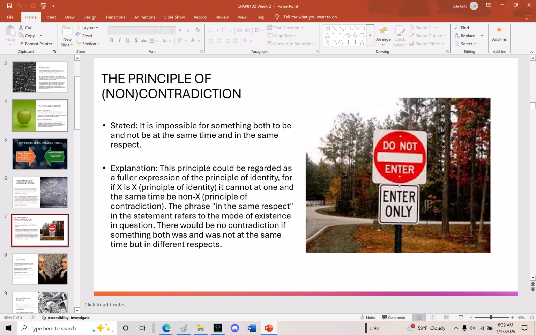If you said, let's take this sign, for instance. I like this example because it says, do not enter and enter only. This is the kind of sign that I would come across in Alabama if I were driving somewhere.